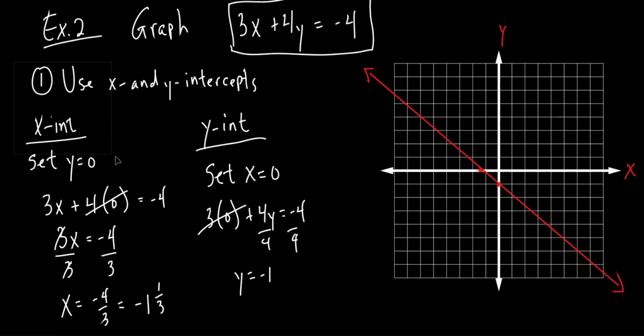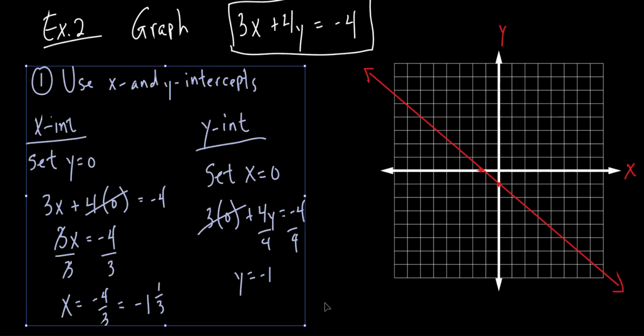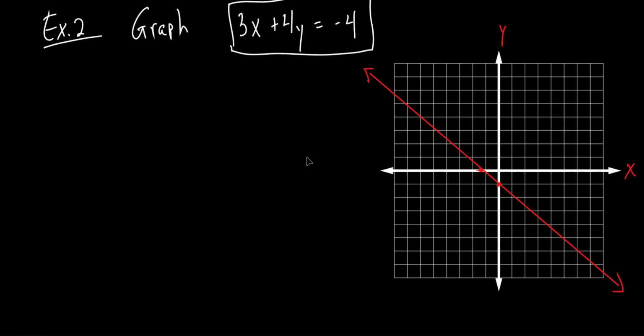I'm just going to get rid of this just so that I can keep my work right next to the graph. Let's do it another way. 3x plus 4y equals negative 4. This is the way we did it earlier when I first taught the lesson. So if you go back and watch that lesson, this is what we did. What we're going to do is use slope-intercept form to graph this.